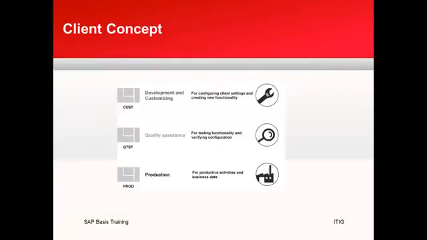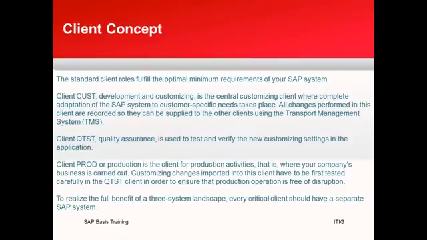So here in this slide you can see there is a development and customizing client, a quality assurance client, and a production client. The standard client roles fulfill the optimal minimum requirements of your system. First, the customizing client, where the development takes place, is the central customizing client where the complete adaptation of the SAP system to customer-specific needs takes place.